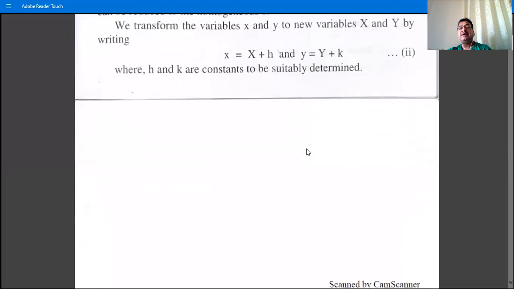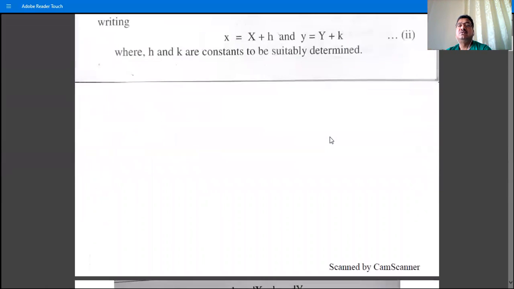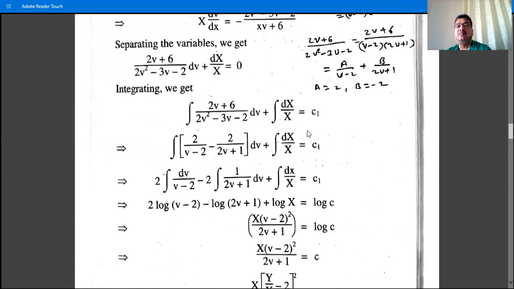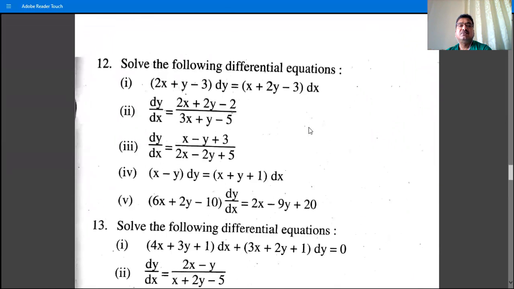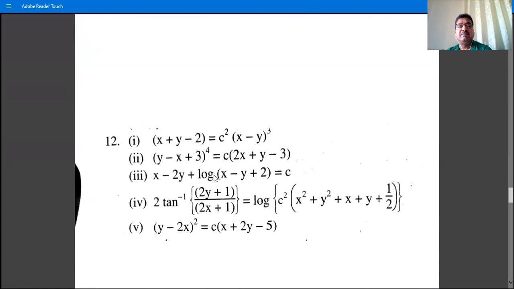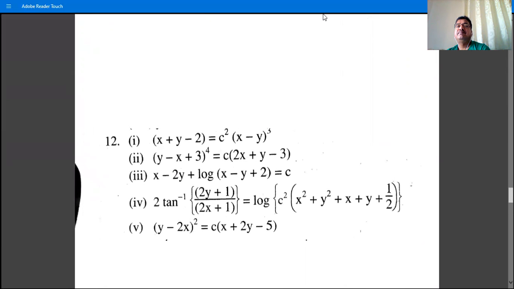So there are two subtypes. This a1 by a2 is equal to b1 by b2, and a1 by a2 is not equal to b1 by b2. So solve the exercise problems, the problems of this type. So these are the problems to solve. Already this is a problem of the type a1 by a2 is equal to b1 by b2. So this is another problem. So solve, and the answers are given here. Solve all the homework problems. So we will see the next type in the next lecture.